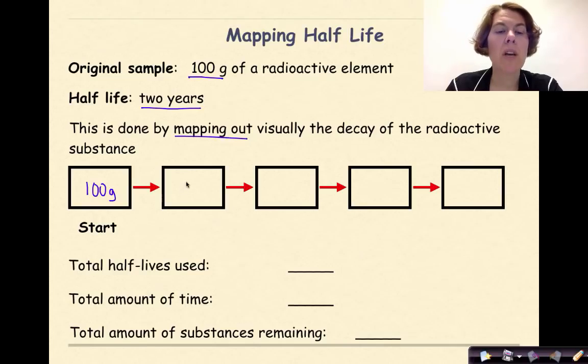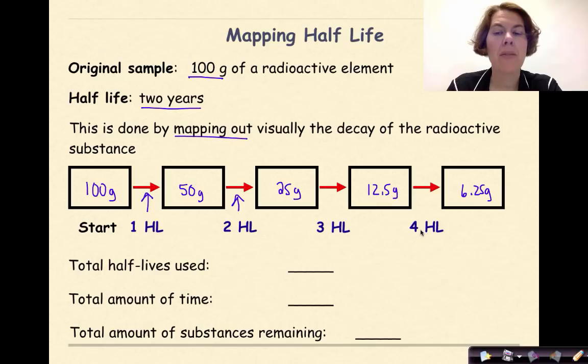So we go from 100 grams to 50 grams to 25 grams to 12.5 grams to 6.25 grams. And every time we cut that mass in half, that is a half-life. So if I had to count the number of half-lives here, I would say, well, this arrow represents one half-life, and then we have our second half-life, our third half-life, and our fourth half-life. So the total half-lives used here is 4.